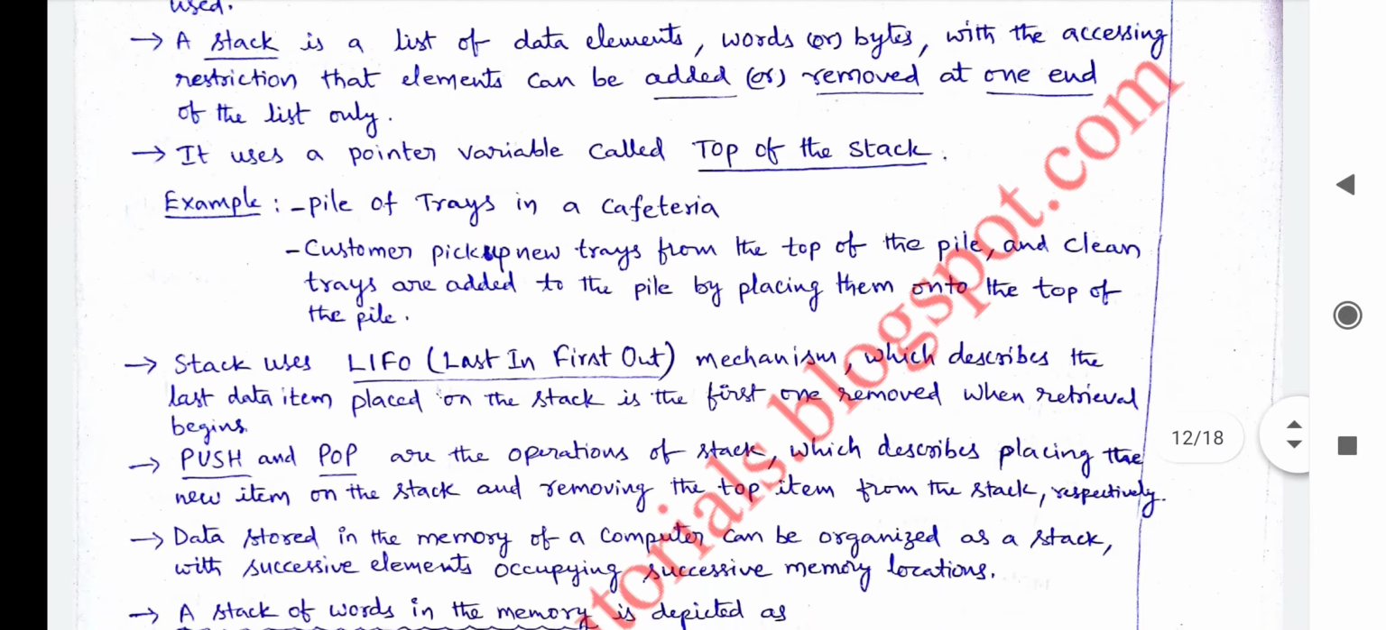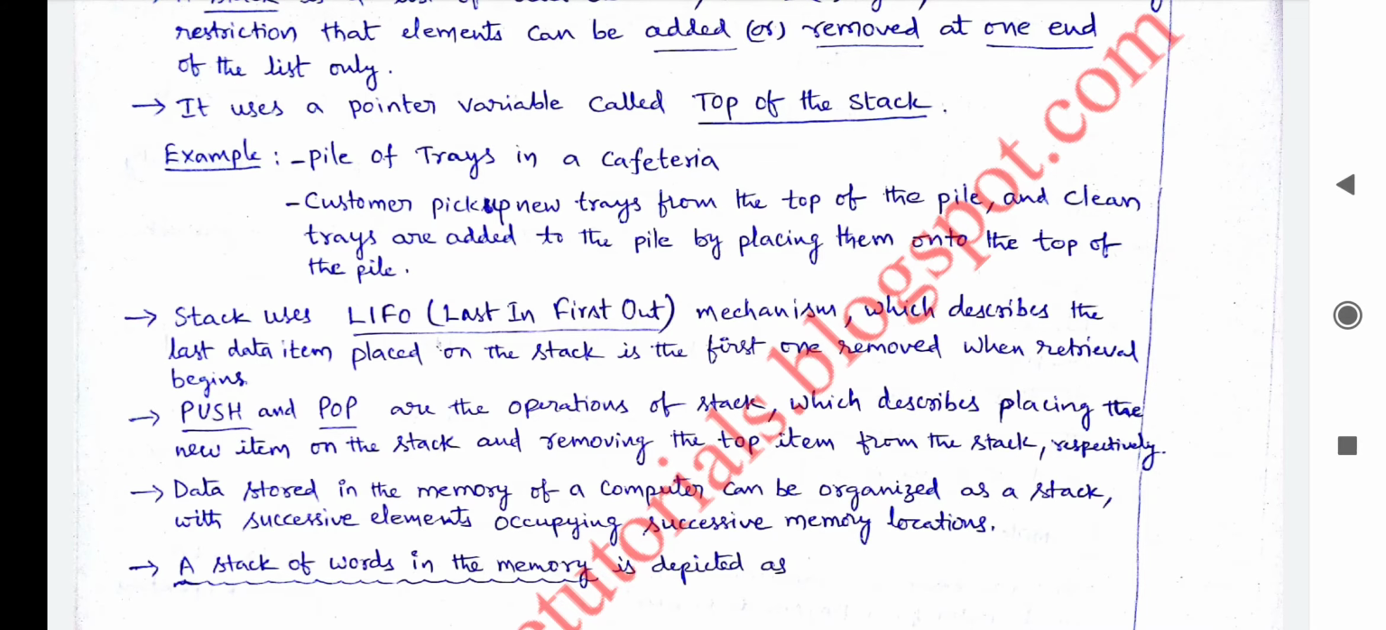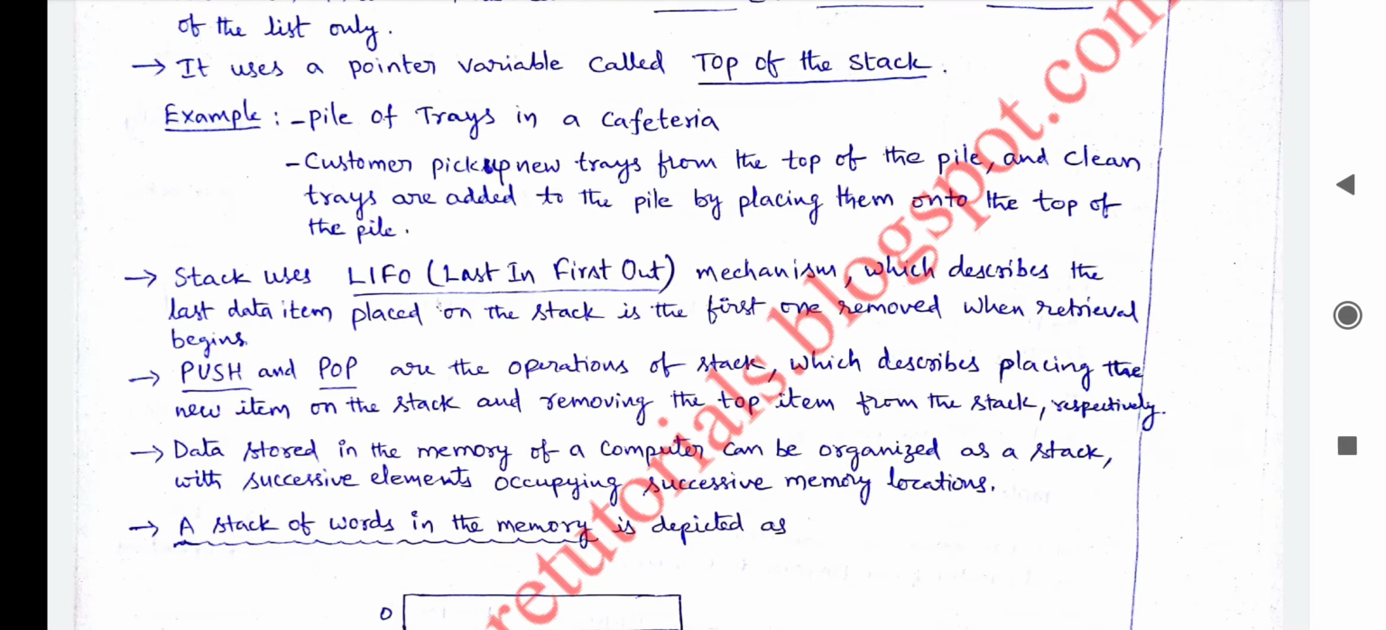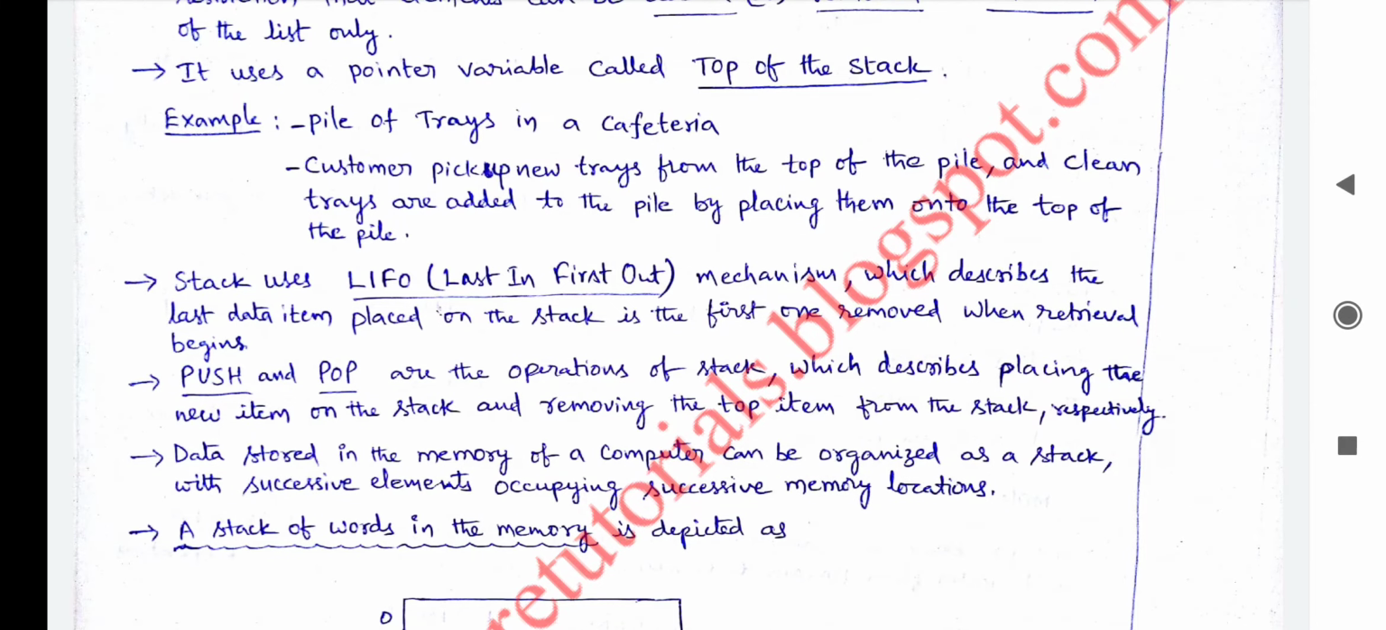Examples of stacks are a stack of coins, stack of books, stack of CDs, stack of plates, whatever. See, the plates here, a pile of trays in a cafeteria. Customers pick up new trays from the top of the pile, and the clean trays are added to the pile by placing them on the top of the pile. This is also called a last in first out data structure.